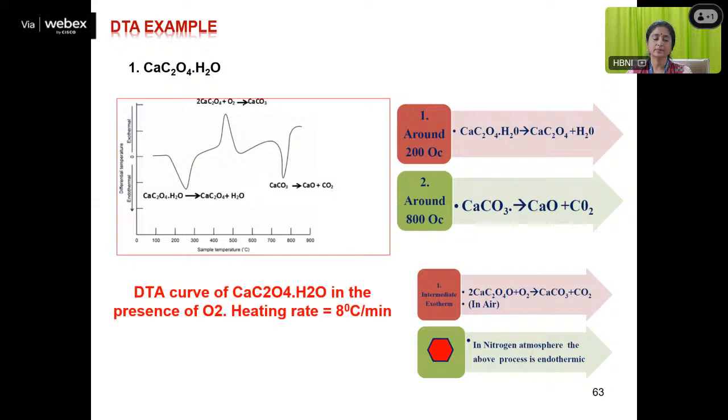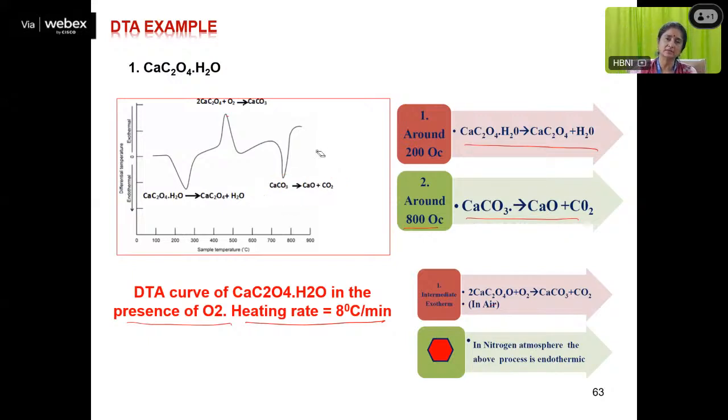Now see, this is a typical example of calcium oxalate and its DTA curve. The heating rate is 8 degrees centigrade per minute in presence of oxygen. Finally, calcium oxide is getting formed. This is an endothermic reaction, this is an exothermic reaction, and again this is an endothermic reaction. Around 200 degrees centigrade this reaction is occurring, and around 800 degrees centigrade this is the reaction. Now in air it is like this, and in nitrogen atmosphere the above process is endothermic. So depending on the atmosphere, whether air or nitrogen, the process can be different. So all these things in combination you can do for a given sample.